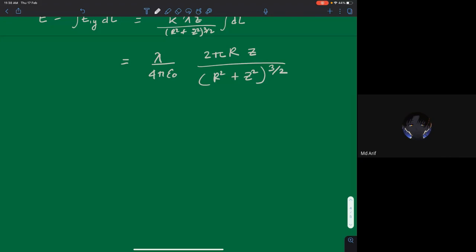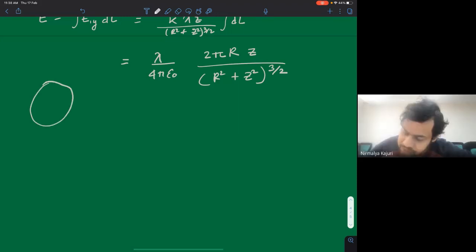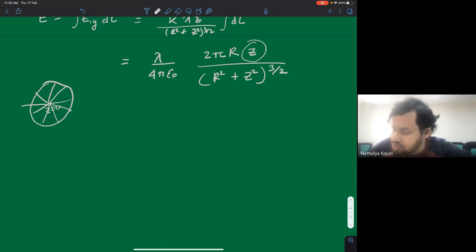At z equal to 0. Z equal to 0 is the center point, and the force there should be 0 because it's getting equal forces from all directions. So that should cancel. And indeed, we see that there's a z factor over here. So taking z equal to 0 means the electric field goes to 0. So at z equals 0, E is equal to 0. Check. Any other checks?